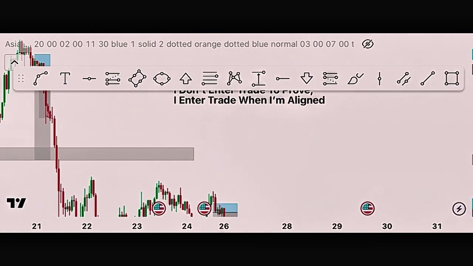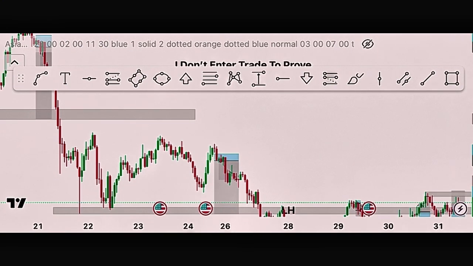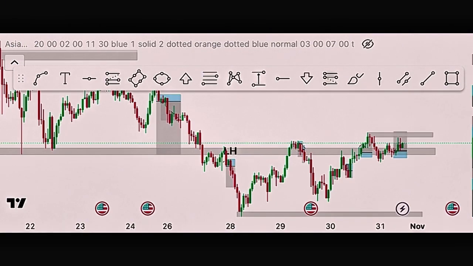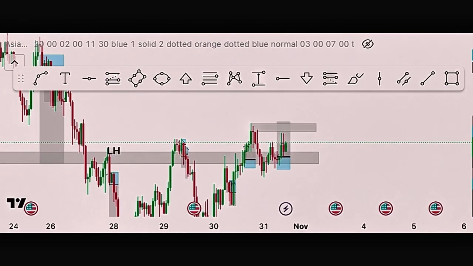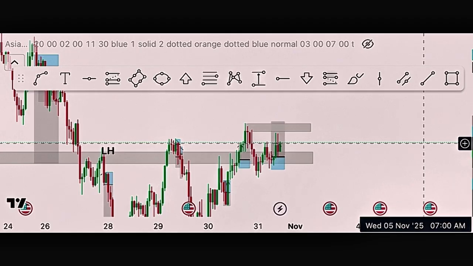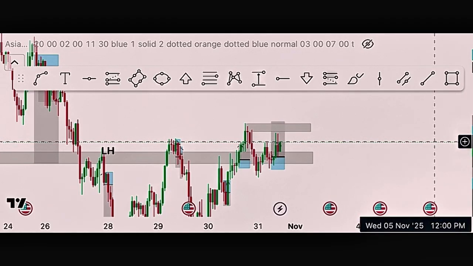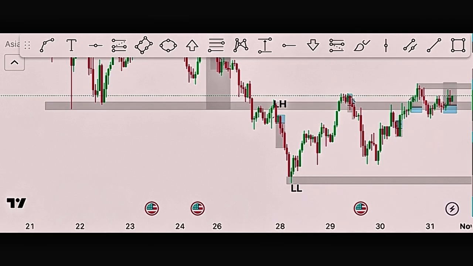I'm going to do a recap of how you can use the ICC strategy and other strategies too. This one's still going, but I'm out of the trade already. Let's get into it.